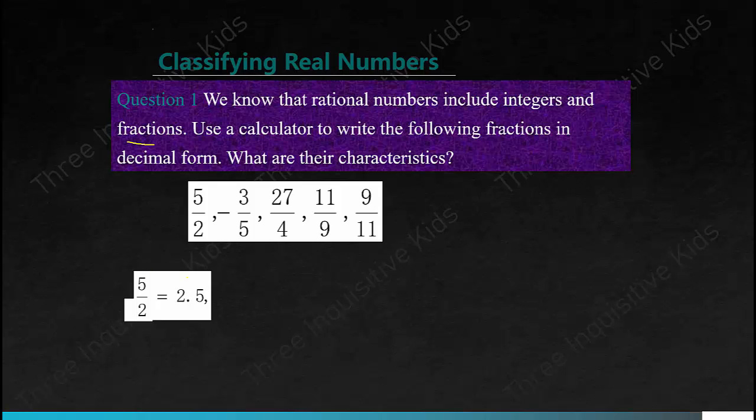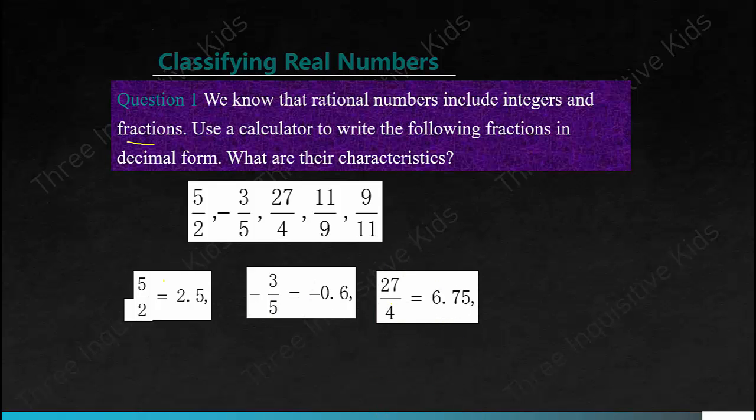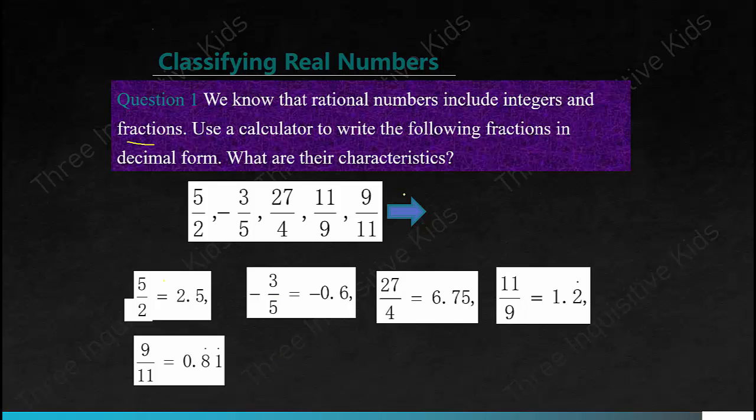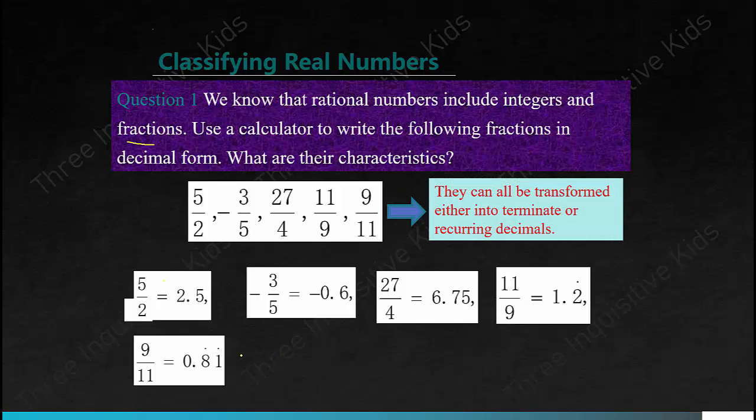So this 5 over 2 is equal to 2.5. Negative 3 over 5 is equal to negative 0.6. 27 over 4 is equal to 6.75. 11 over 9 is equal to 1.2. And 9 over 11 is equal to 0.81. And this has these 2 dots on it, which means that it is a repeating decimal. They can all be transformed either into determinate or recurring decimals.